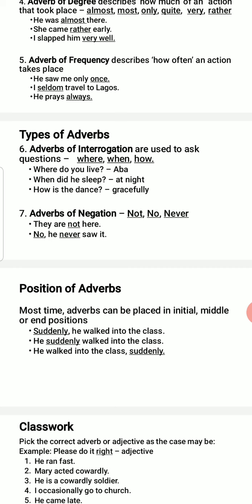Number 5, adverb of frequency describes how often an action takes place. How often? He saw me only once. He saw me how many times? Once. So once is an adverb of frequency.